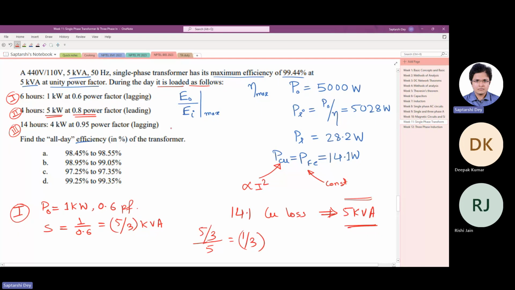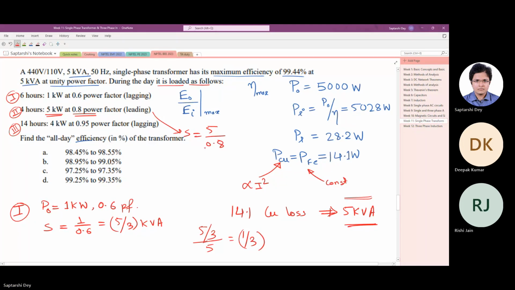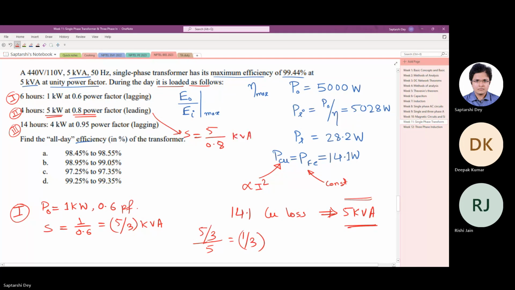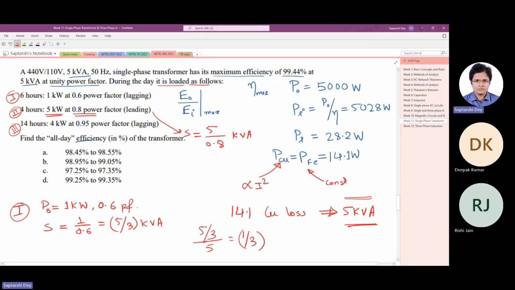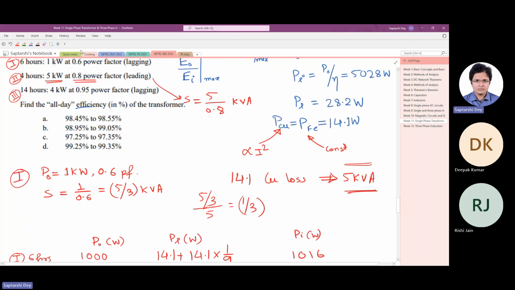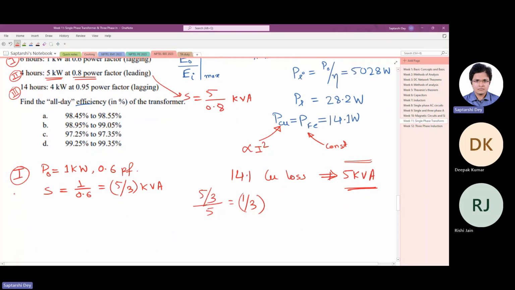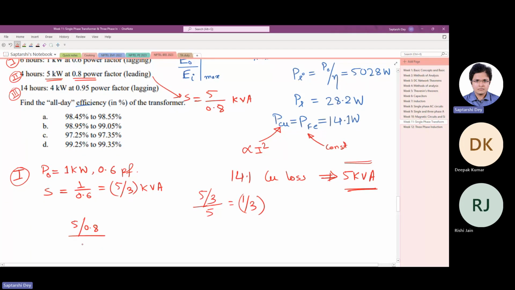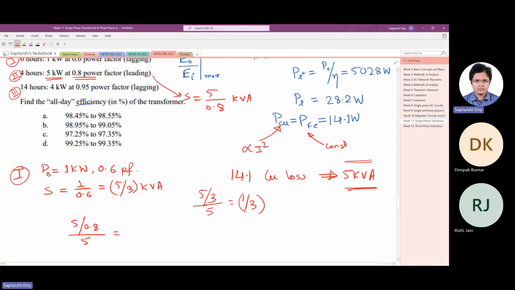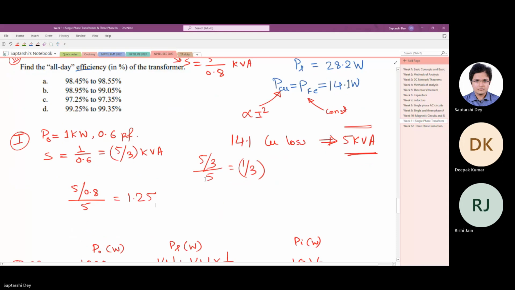So during this time, you can say apparent power is 5 by 0.8 kVA. So at this time, the current in the transformer will be how much? 5 by 0.8, which we are comparing with 5. So 1 by 0.8, that is 1.25 times the rated current. The transformer is 25% overloaded.